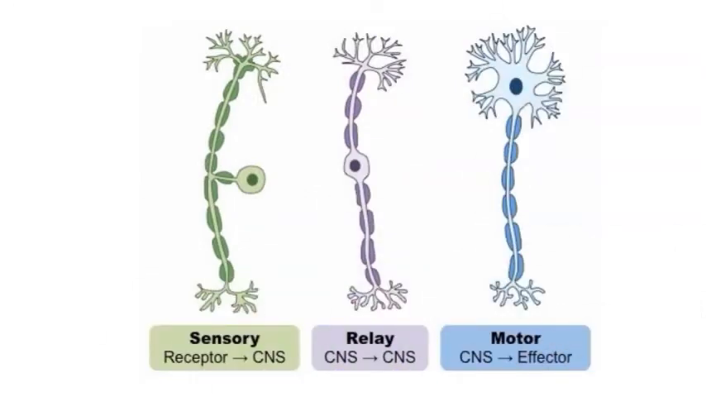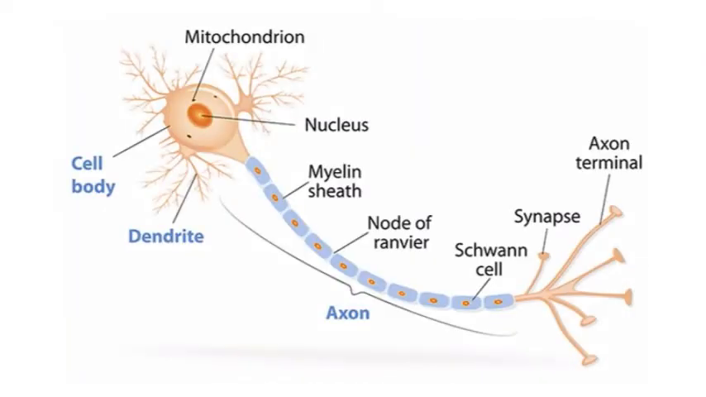Cast your mind back also, and recall there are three types of neuron: the sensory, the relay and the motor nerve. Notice the positions of the cell bodies to distinguish the three types of nerve. Please recall the parts of the nerve, specifically the nodes of Ranvier and the myelin sheath.